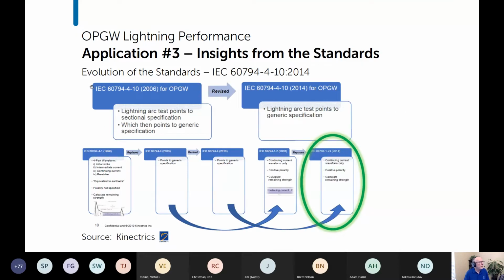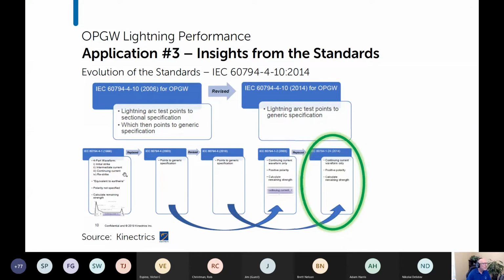So I got this information from Connectrix. This shows the evolution of the IEC standard. And in its current form, the testing is based only on the continuing current using positive polarity, and you check how much strength is left in the cable. So let's look at that.